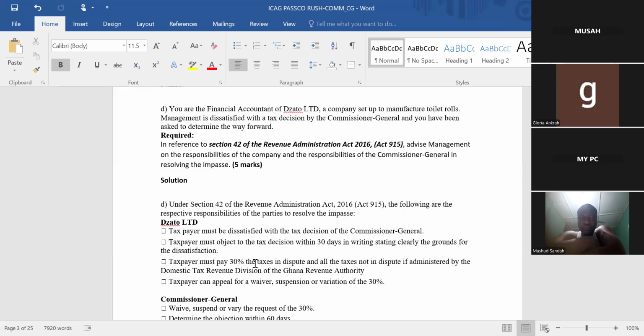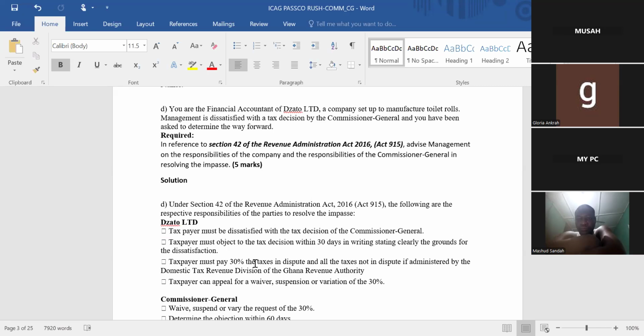Okay. Now, the next question is that you are the financial accountant of Zato Limited, a company set up to manufacture toilet rolls. Management is dissatisfied with a tax decision by the Commissioner General, and you have been asked to determine the way forward required in reference to Section 42 of the Revenue Administration Act 2016, Act 915. Advise management on the responsibility of the company and the responsibility of the Commissioner General in resolving this. Very simple question and very easy to harvest the 5 marks.